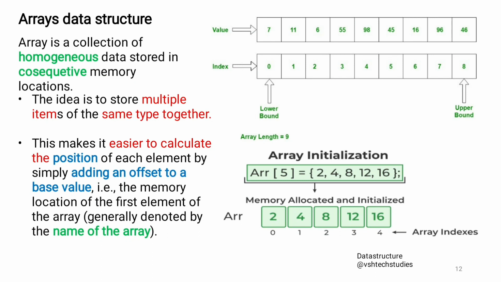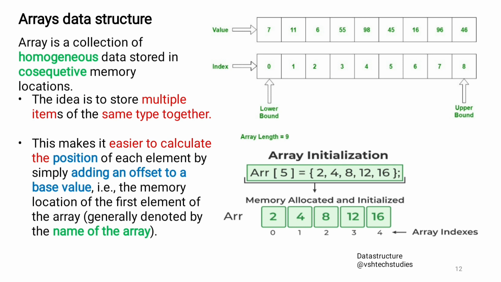The first one is the array data structure. It is a linear kind of data structure, a static kind of data structure, and a homogeneous kind of data structure. So in one line we can say it is a linear, static, homogeneous data structure.